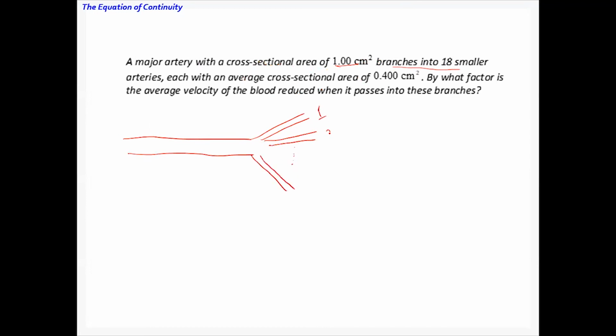This is 1, this is 2, dot, dot, dot, dot, 18. Okay, so each with average cross section. Each of them has the cross section area of 0.4 cm squared. By what factor is the average velocity of the blood reduced when it passes into this artery? So meaning we need to just figure out the ratio of the velocity.